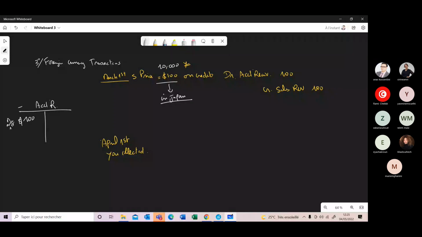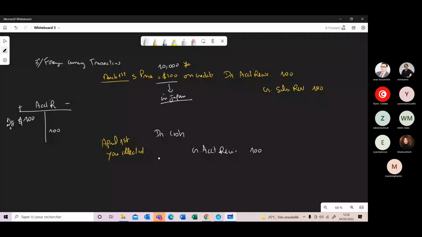At March 1st. The day you collect, what shall we do? Normally I have to debit cash the day of collection, and you credit account receivable. The amount of account receivable normally is 100, right? That's the point here. But not necessarily is the cash receipt the same as 100, because it depends on the exchange rate of the day of collection. So you may receive more, you may receive less. If you receive more, it means that you're gaining on this foreign currency transaction.